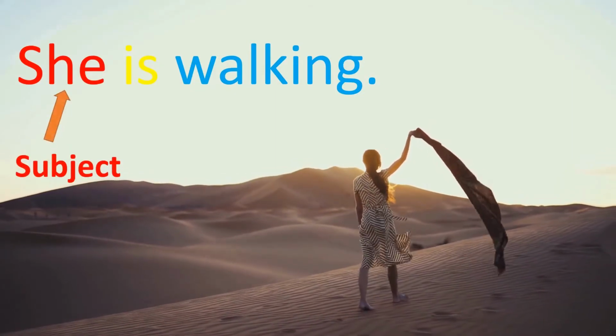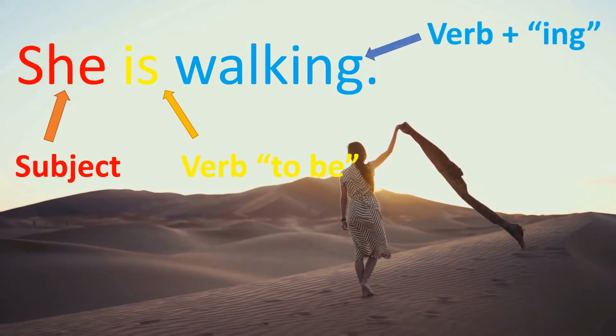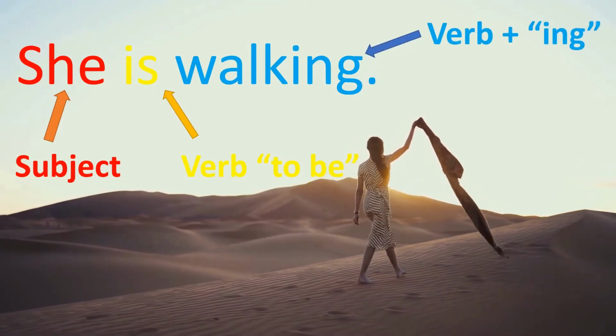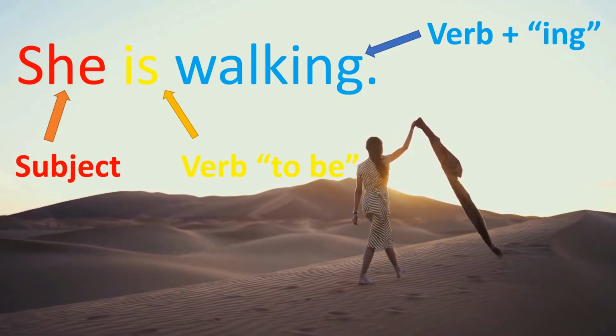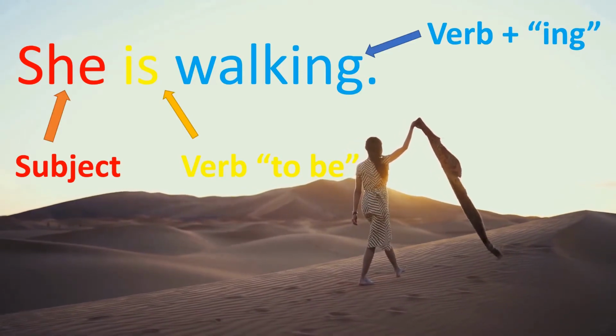The subject she, the verb to be is plus verb plus ing. Walking. She is walking.